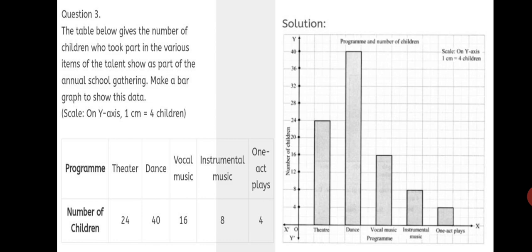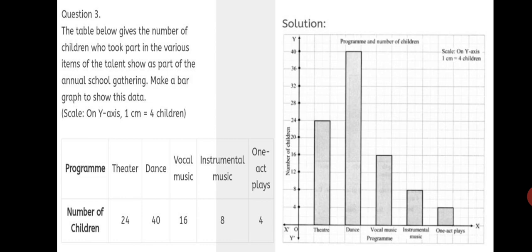First step, write the title: program and number of children. This is our title. And then what are we going to do after that? We are going to draw an x and y axis, and where the point of intersection of the x and y axis is, we put a 0.